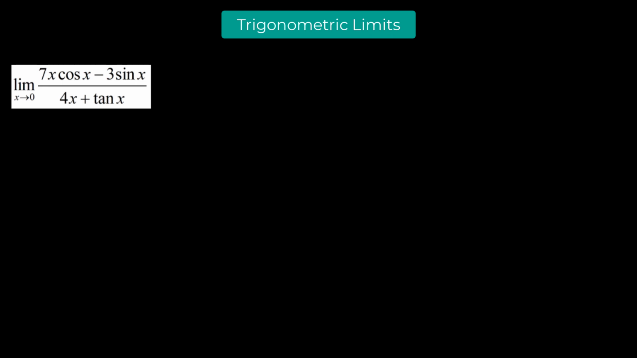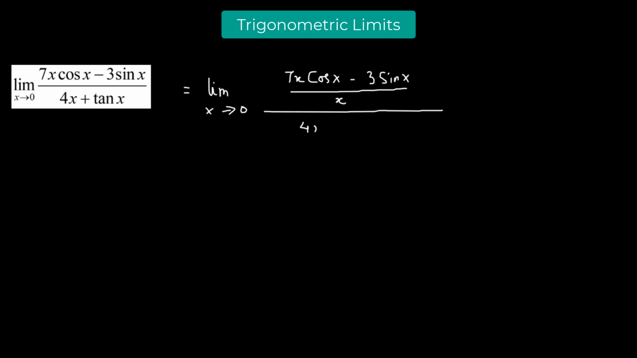So here we have the function 7x cos x minus 3 sin x divided by 4x plus tan x. So we have to find the limiting value when x tends to 0. So what we're going to do, we're going to divide the numerator and the denominator by x. So that will give us 7x cos x minus 3 sin x divided by x. And we're also going to divide the denominator, which is 4x plus tan x, by x.